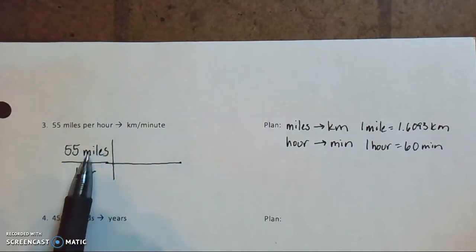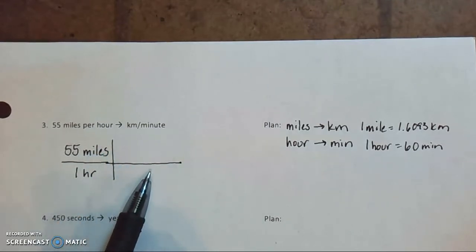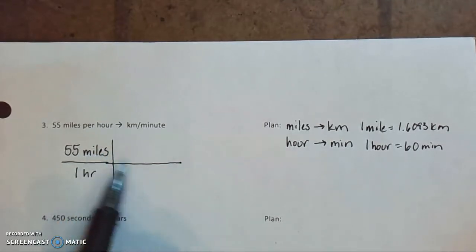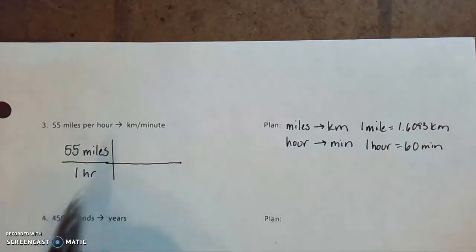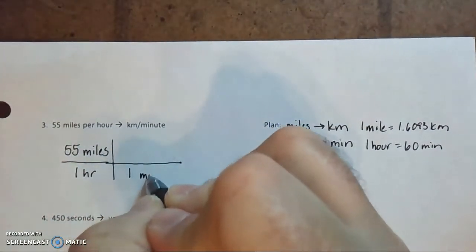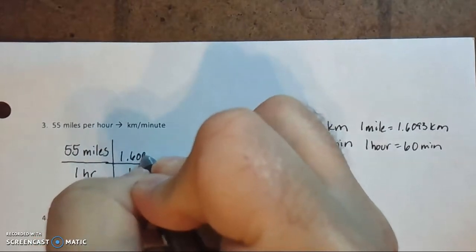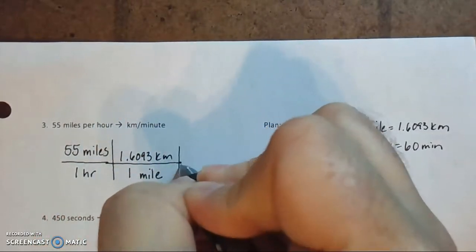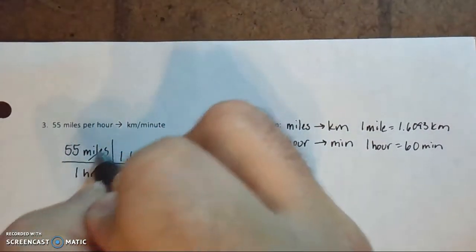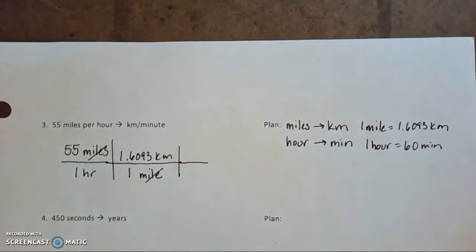So if miles are up in the top, we want miles to go down here so they cross off, one on top, one on bottom. So 1 mile is 1.6093 kilometers, km. That allows us to cross off our miles. If we stopped right here, our answer would be in kilometers per hour.